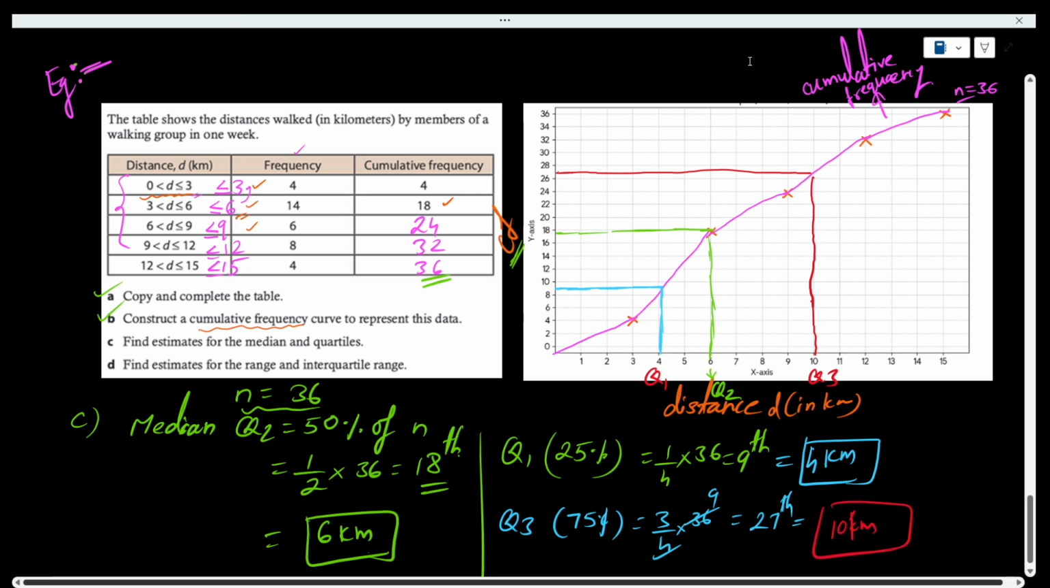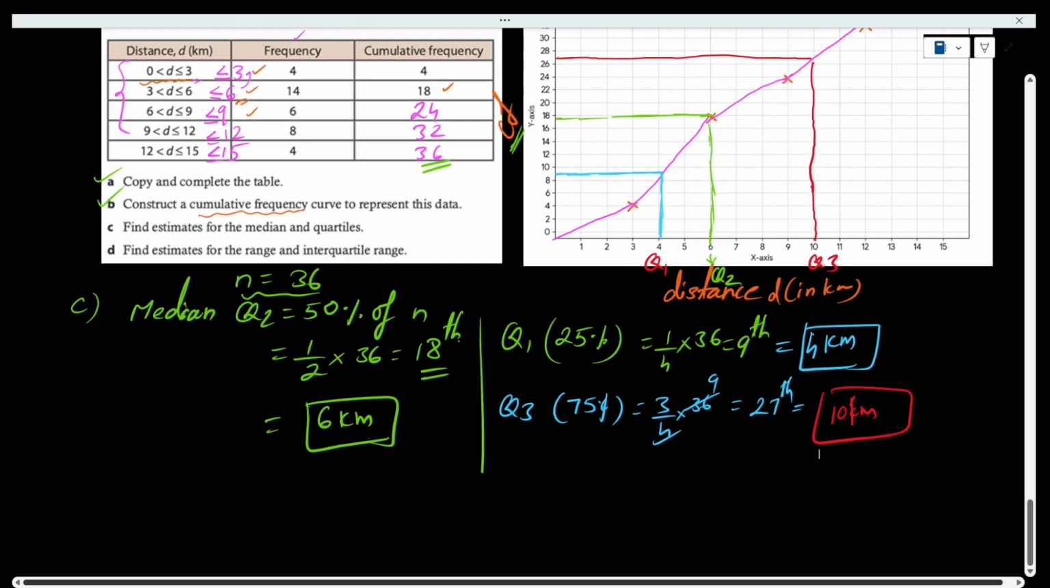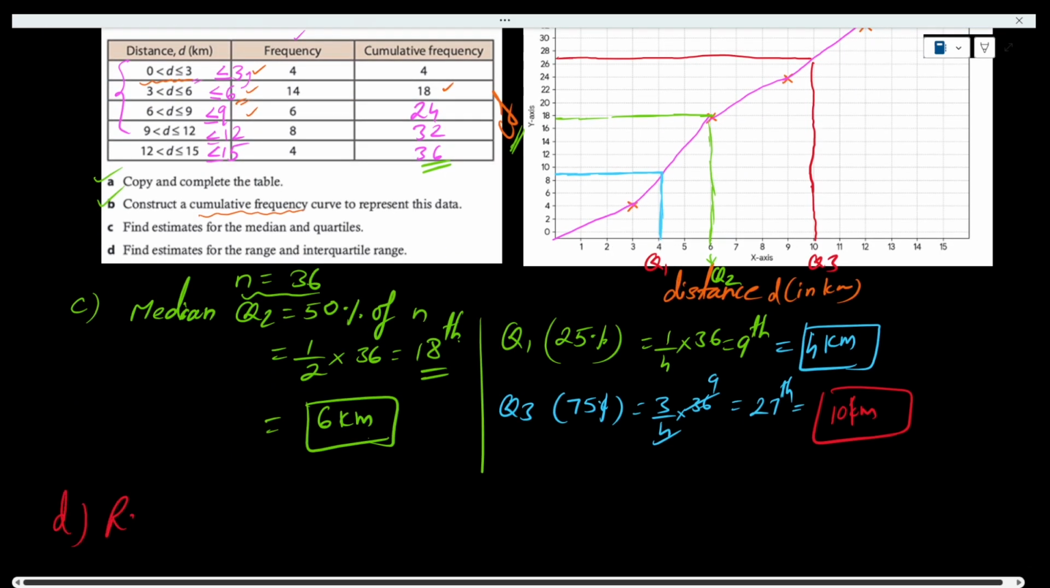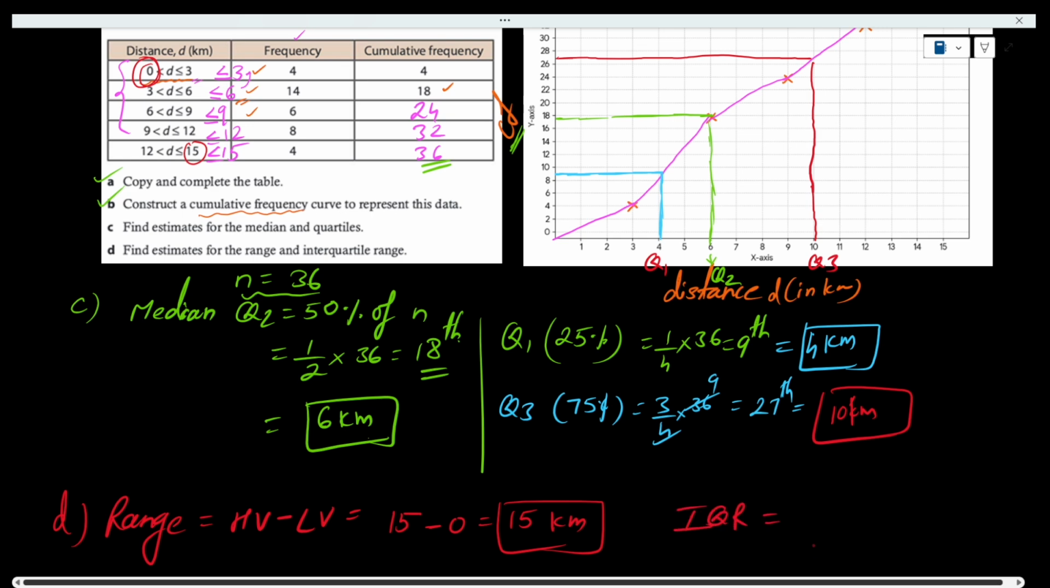Using this, you can find out the range and interquartile range. So what is the range? Range is part D here. For range, you always take the highest value minus the lowest value. We have seen this. Here, it is the lower bound of the smallest class interval and the upper bound of the highest class interval. So what is the highest value here? 15 kilometers minus 0 kilometers. So this walking is from 0 to 15 kilometers. Total it is 15 kilometers. Similarly, for the interquartile range, we get Q3 minus Q1, which is 10 minus 4, that is 6 kilometers.